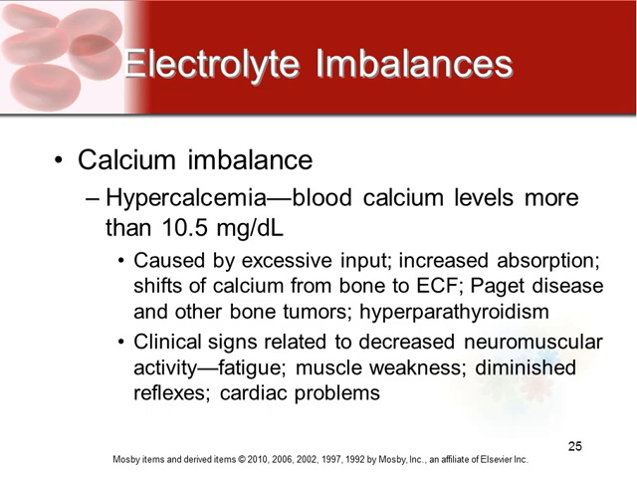So calcium, hyper, so too much calcium, that's when your calcium levels are greater than 10.5, and that's normally caused by an excess input. You're taking in too much calcium, or for some reason you're absorbing too much calcium. Or another thing could be if something is causing your calcium level to shift from your bones out into circulation. Things like Paget's disease or bone tumors can cause that to happen, or hyperparathyroidism. They're going to cause a shift in calcium.